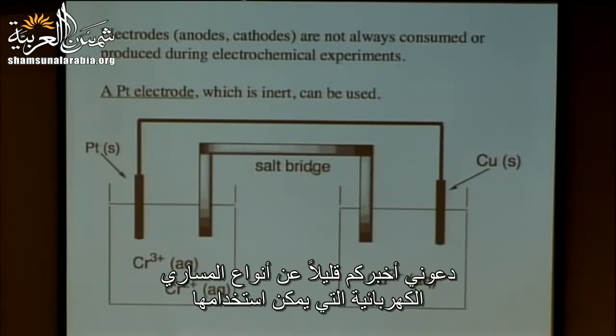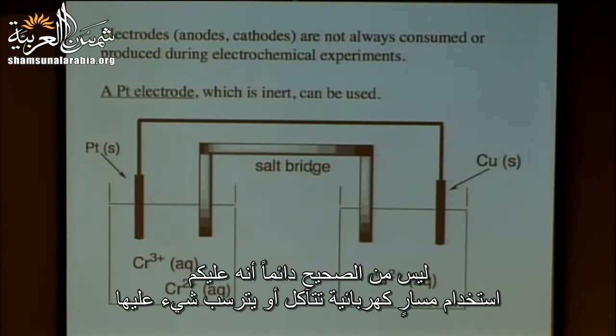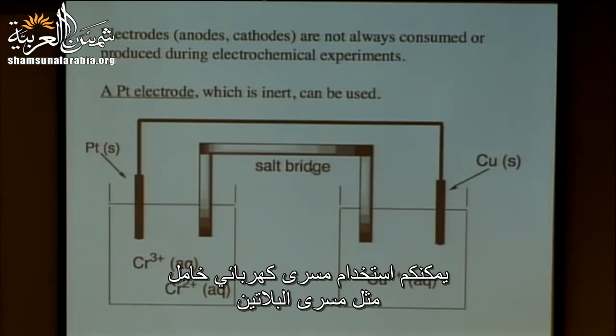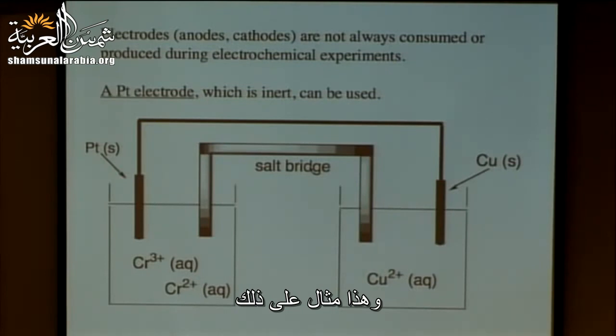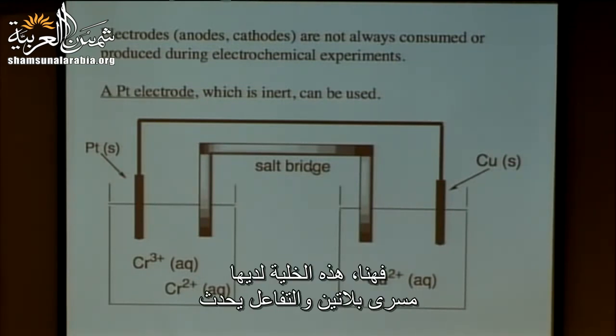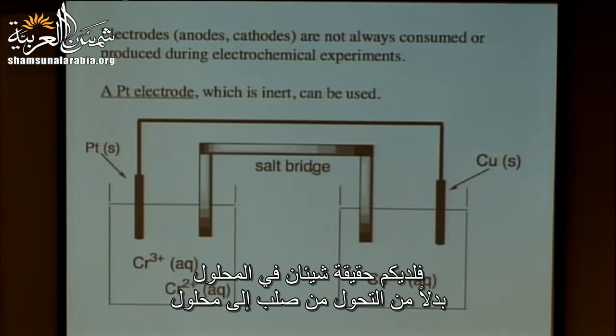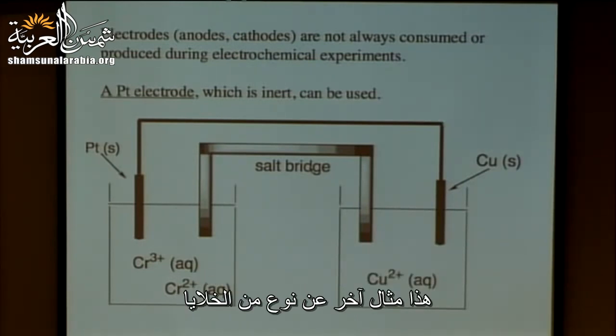Let me tell you a little bit more about types of electrodes that can be used. It's not always true that you have to use electrodes that are going to be consumed or have species deposited on them. You can use an inert electrode, such as a platinum electrode. Here is an example of that. This cell has a platinum electrode, and in the reaction that's happening, you actually have 2 things in solution instead of going from a solid to a solution. This is just another example of a type of cell.